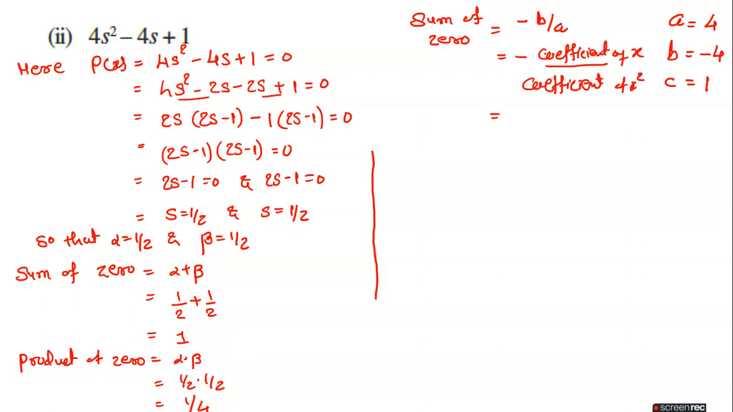Now if you substitute the value, minus sign as it is, b is equal to minus 4, upon x square, a is what? 4. Minus minus plus, 4 by 4 is 1. See here, 1 is there. This type of tick mark you don't have to do in the exam. Sum of zeroes is 1, here also sum of zeroes is 1.